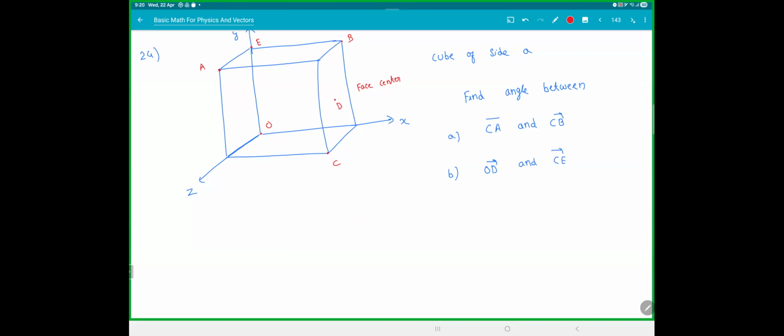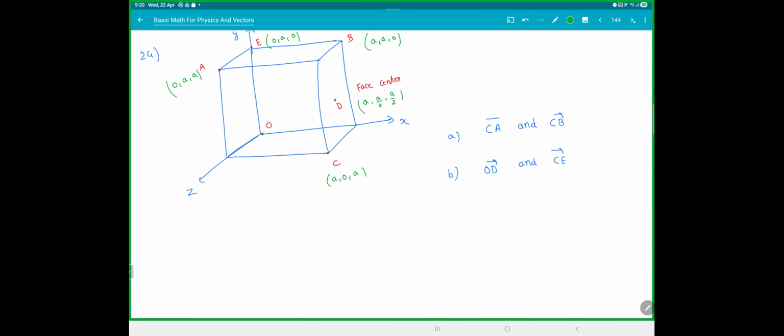So, how to get this? Let me show you the first one. Step one, you literally have to get the coordinates. There is no way out. So this is my origin. The coordinate of C will be (a, 0, a). I hope you got that. The coordinate of A will be (0, a, a). If someone didn't get the coordinates, ask me. The coordinate of E will be (0, a, 0). The coordinate of B will be (a, 0, 0). For D, I'll travel a along x, I'll travel a by 2 and go up a by 2. So the coordinate of D will be (a, a/2, a/2).